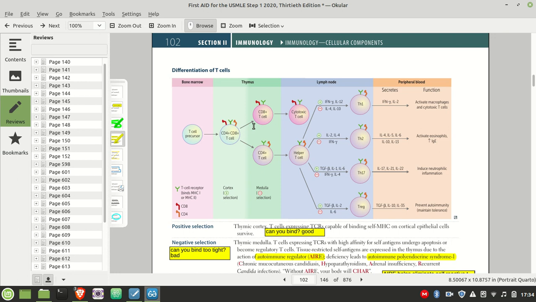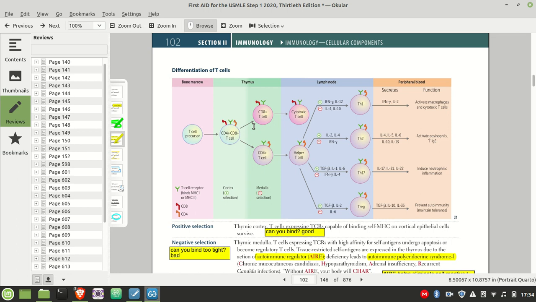So the differentiation of these T cells is super high yield. This might be one of the higher yield things in the immunology section because there's so much stuff. It's pretty dense, so let's just simplify how to think about it. Of course, things in the thymus undergo positive and negative selection, and we'll talk about that.